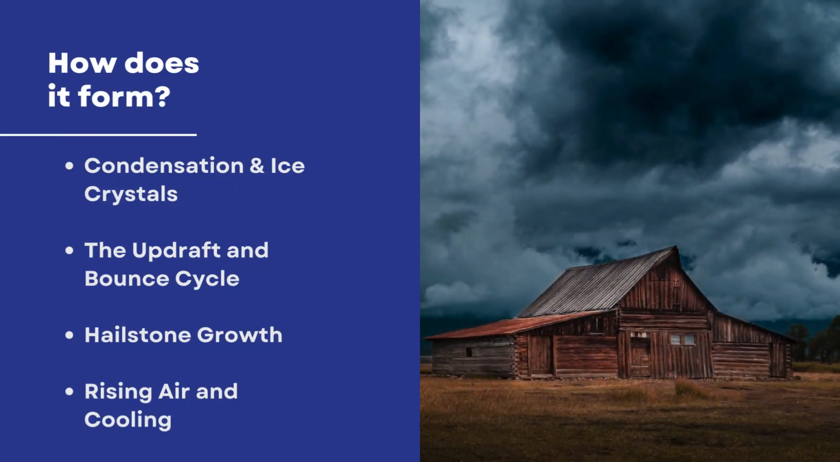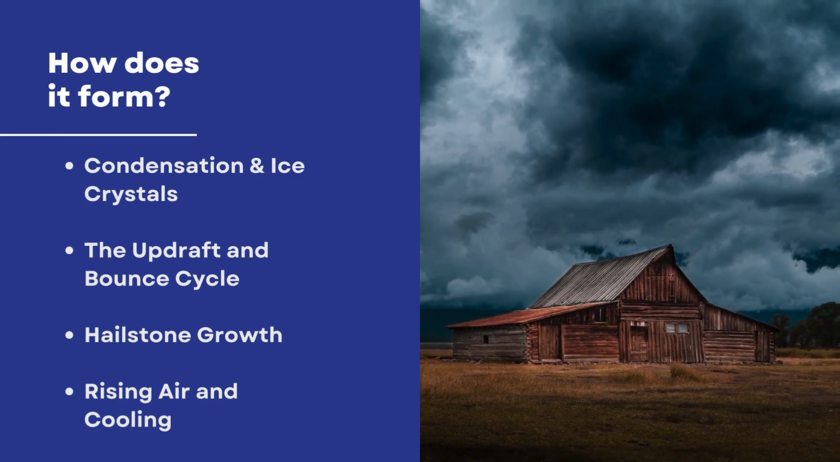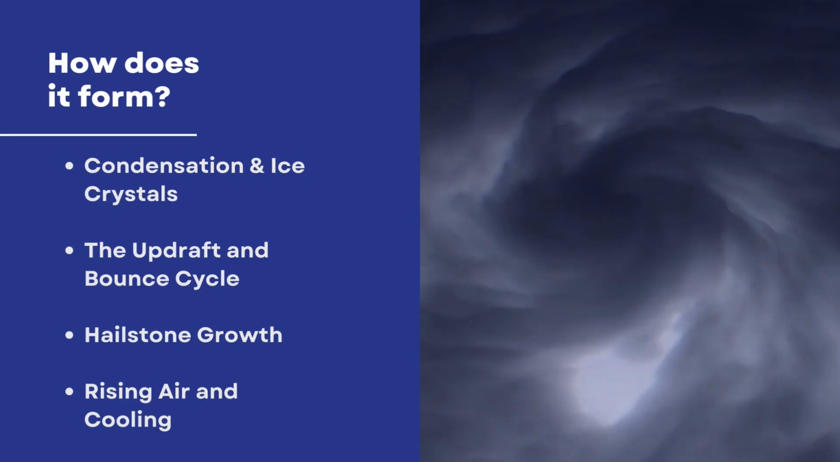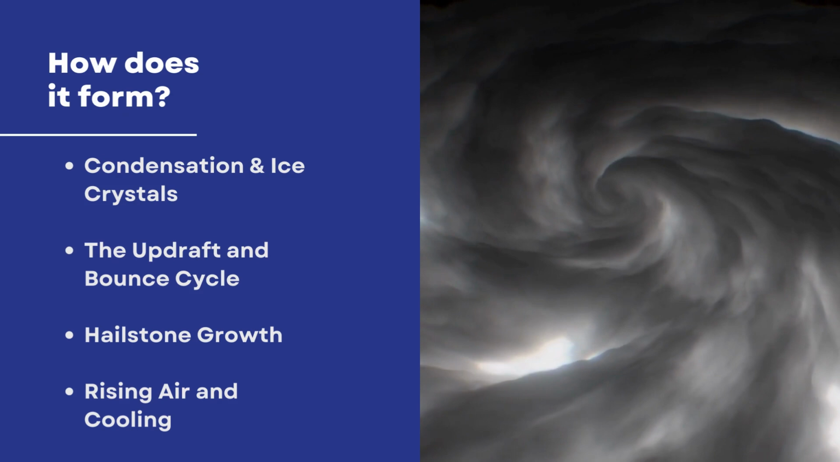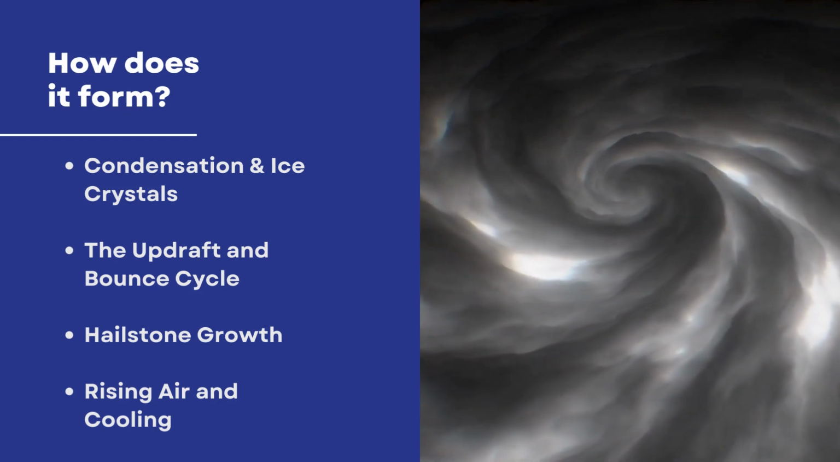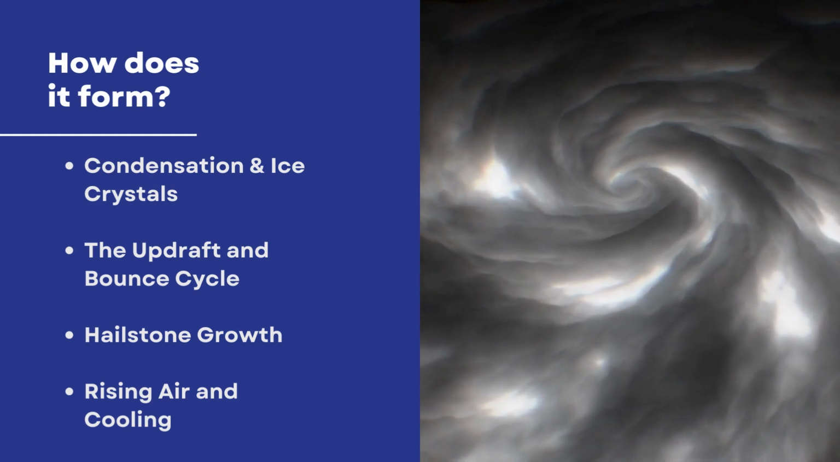Once the atmosphere becomes unstable, the actual process of a thunderstorm forming involves several steps. Condensation and ice crystals: rising air cools, leading to condensation of water vapor into water droplets. At higher altitudes, these droplets freeze into ice crystals. The updraft bounce cycle: strong updrafts keep ice crystals and water droplets moving. Ice particles collide and stick together, growing larger. They also encounter supercooled water droplets, liquid water below freezing, that freeze on contact, adding mass.